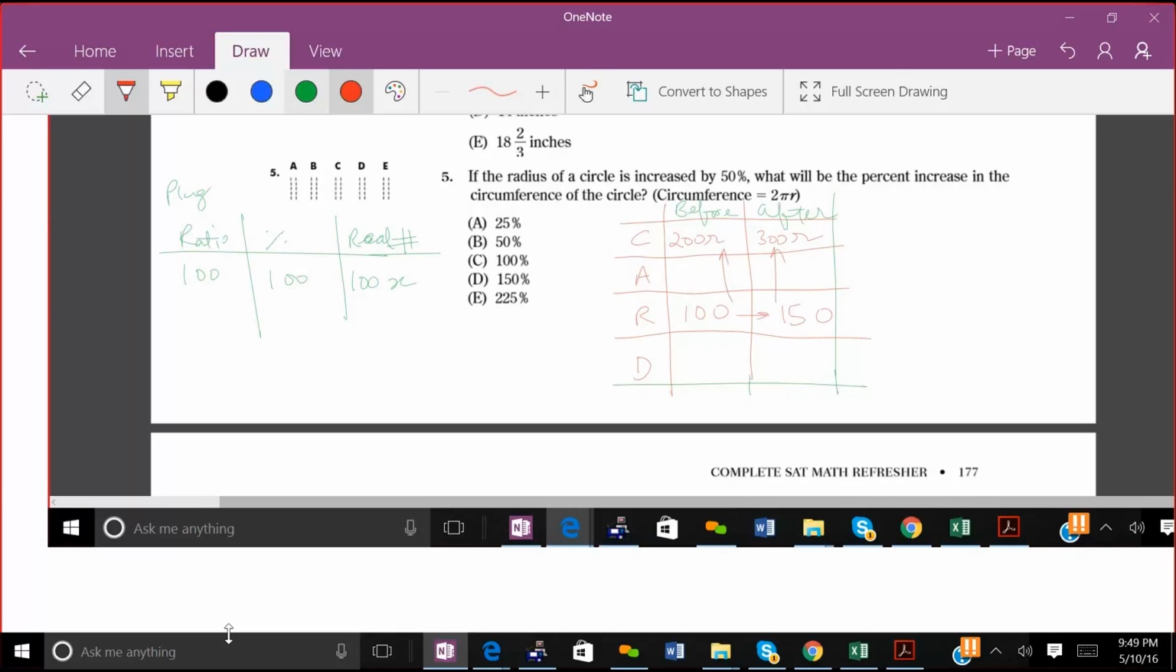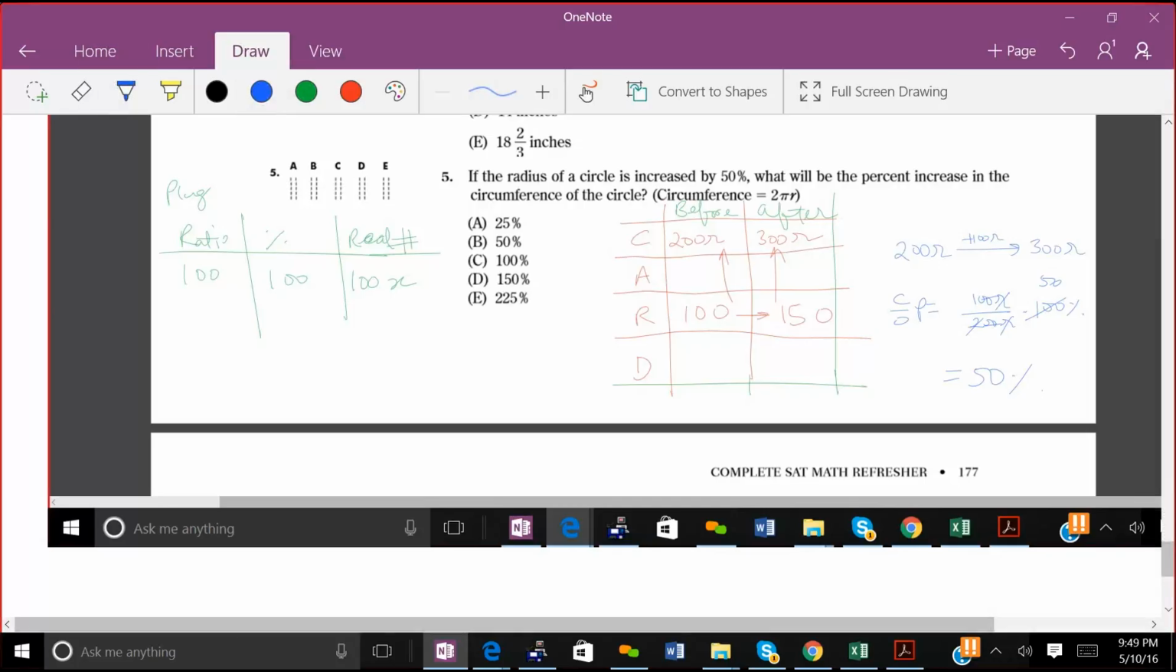We already know that this 200 pi changes to 300 pi. So the change is plus 100 pi. So you do the COP, and you have 100 pi over 200 pi multiplied by 100%. So pi and pi cancel. 0 and 0 cancel. 2 and 100 cancel to 50. So the change is 50%. Make sense? Yeah. Okay, any confusions? No, it makes sense.